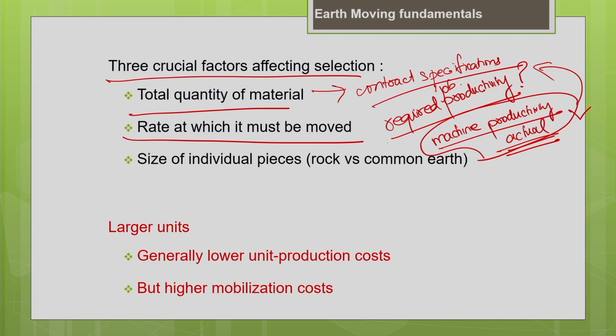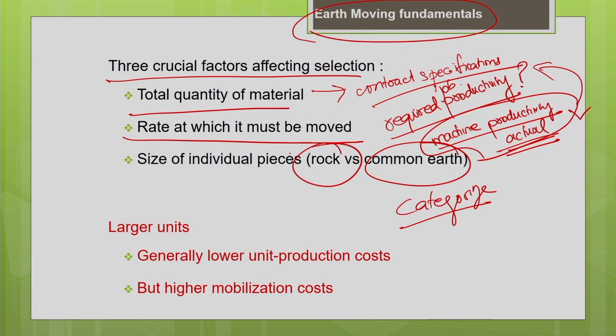Another important thing with respect to earth moving operation is that you need to categorize the material. You need to categorize what type of material you are going to handle, because the equipment you need to handle common earth and the equipment you need to handle rock are totally different. If you need to excavate rock, you need to go for a different method, drilling and blasting. If it is weaker rock, I can go for a ripper. So it depends upon what material you are going to handle, whether it is common earth or consolidated clay. Depending upon the size of the individual pieces, you have to make the selection of the equipment.